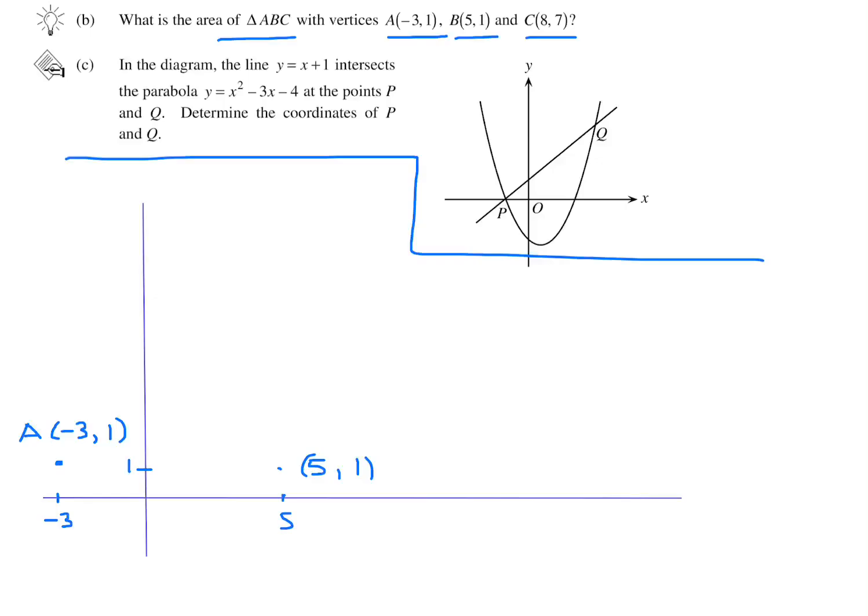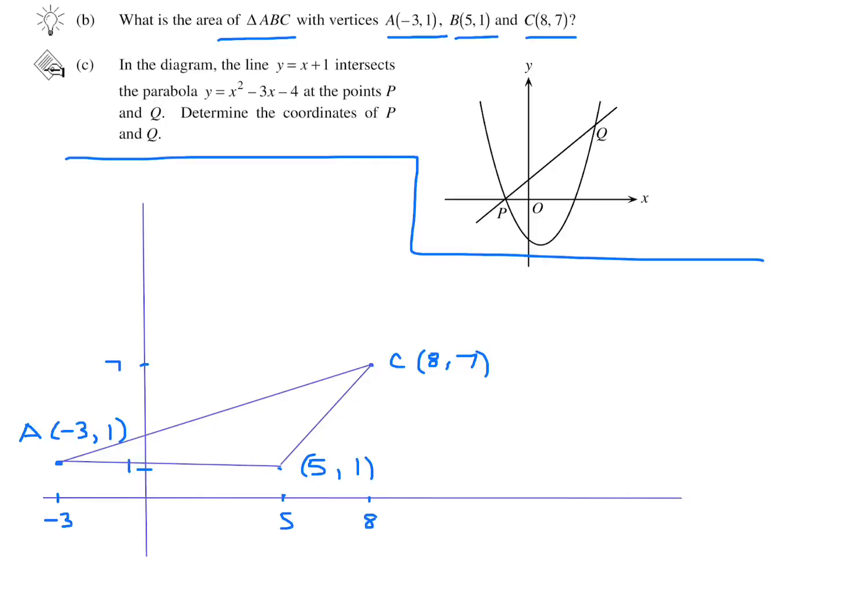And our last one is 8, 7. So let's see, 8 is probably around here, and 7 is somewhere here. So this is C, 8, 7. And these 3 vertices form a triangle, like this. All right? So they want you to figure out the area of this triangle.